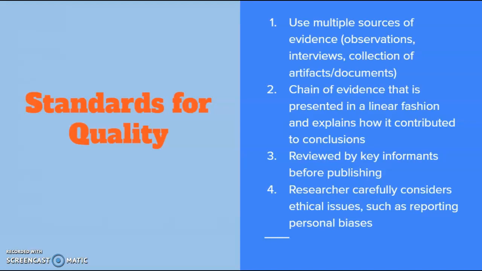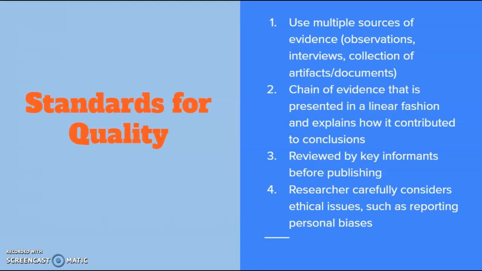The second standard for quality is that there be a chain of evidence present, and that chain of evidence should be presented in a linear fashion to explain how the evidence contributed to the conclusions of the study. The third standard for quality in case study research is that the study be reviewed by key informants before publishing, and this is just to ensure that any misconceptions are addressed before moving to publishing.